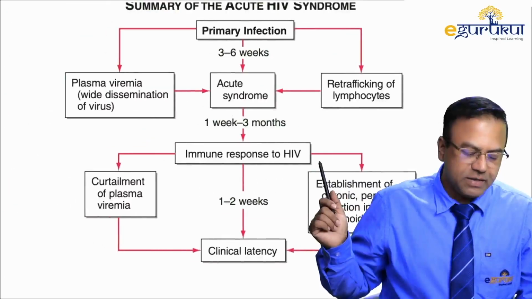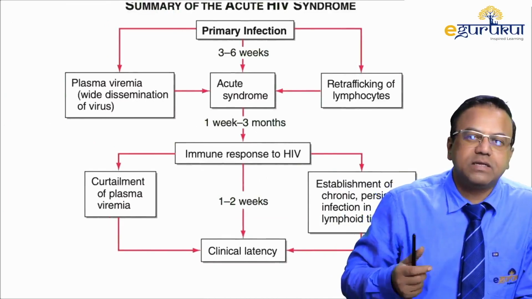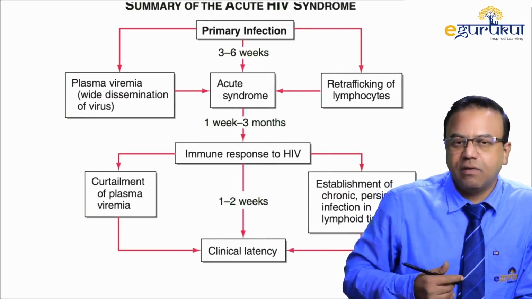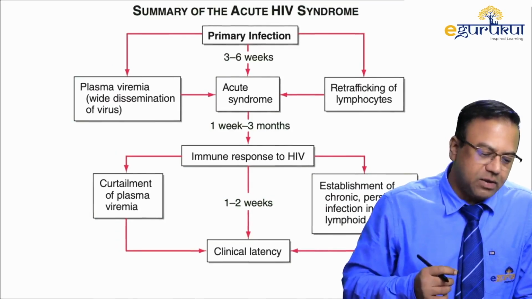And the surprising thing is, even though it is restricted to lymphoid tissue in this zone, it is able to replicate quite nicely over there. And it develops a clinical latency, which will start showing its face with opportunistic infection and other problems many years later. So this is what happens in the acute HIV syndrome.